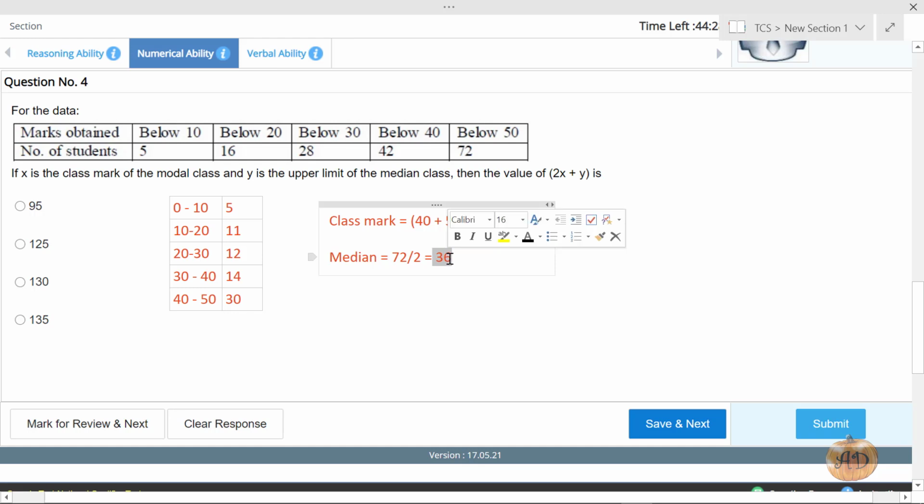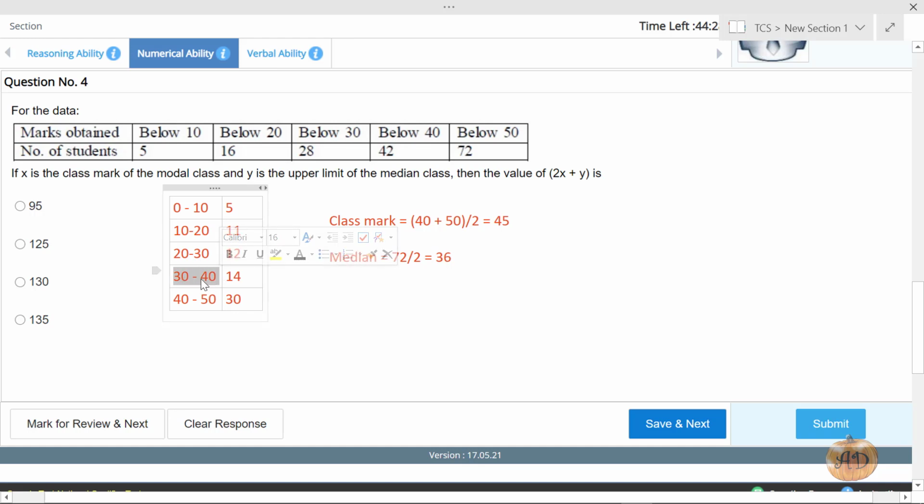Now you need to understand where the 36 value lies. Does it lie here? 36, which value? 36, the cumulative frequency value. That is, in this table you have to find out where it lies, not in this table. Okay. So 36, median, you understand that you have to find the 36th student. In which class range does the 36th student lie? So it does not lie here, it lies in the range of below 40. And what is this range? This is this range, that is 30 to 40. And it's written here that we have to find y, the upper limit of the median class. So what is the upper limit? Upper limit is 40. Okay, so upper limit equals 40.